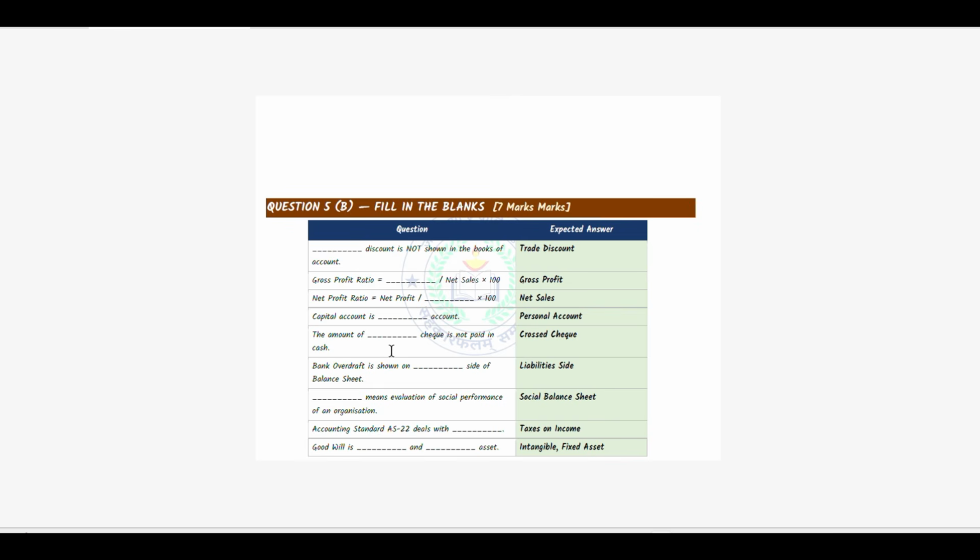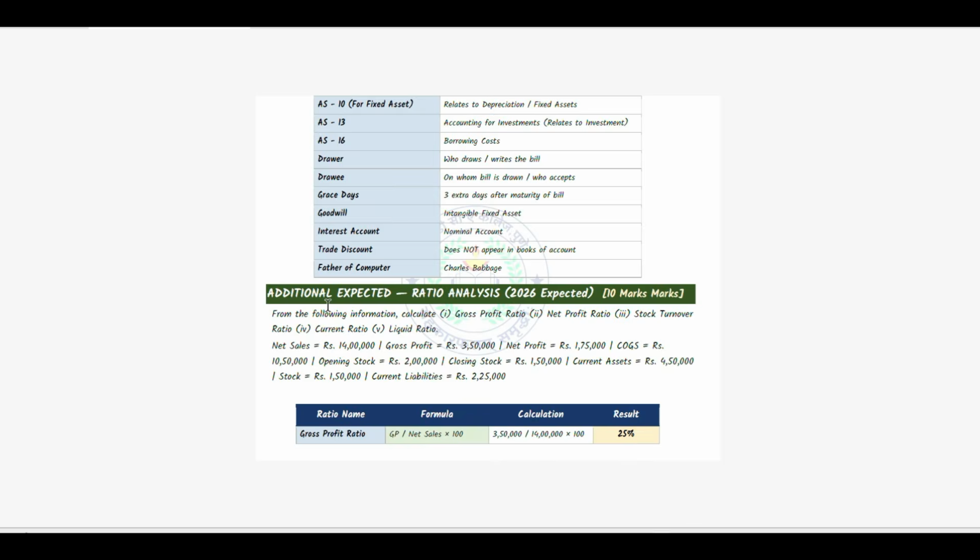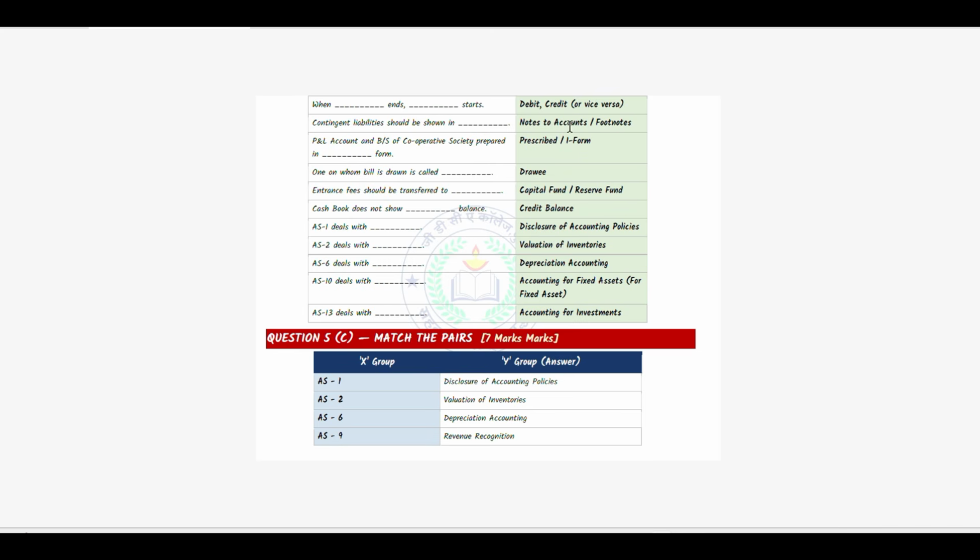Accounting standard AS22 deals with taxes on income. Goodwill is an intangible and fixed asset actually. When debit ends, credit starts, or vice versa.